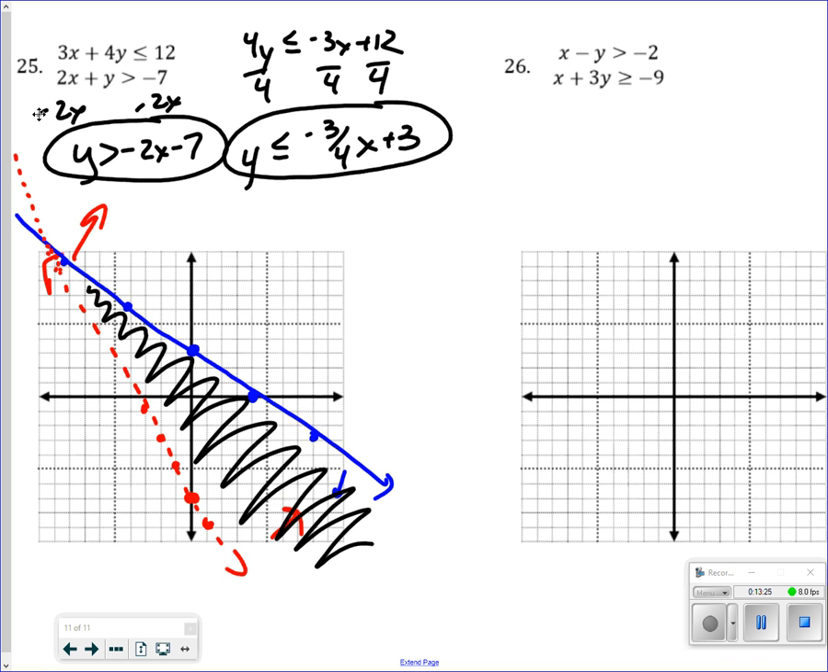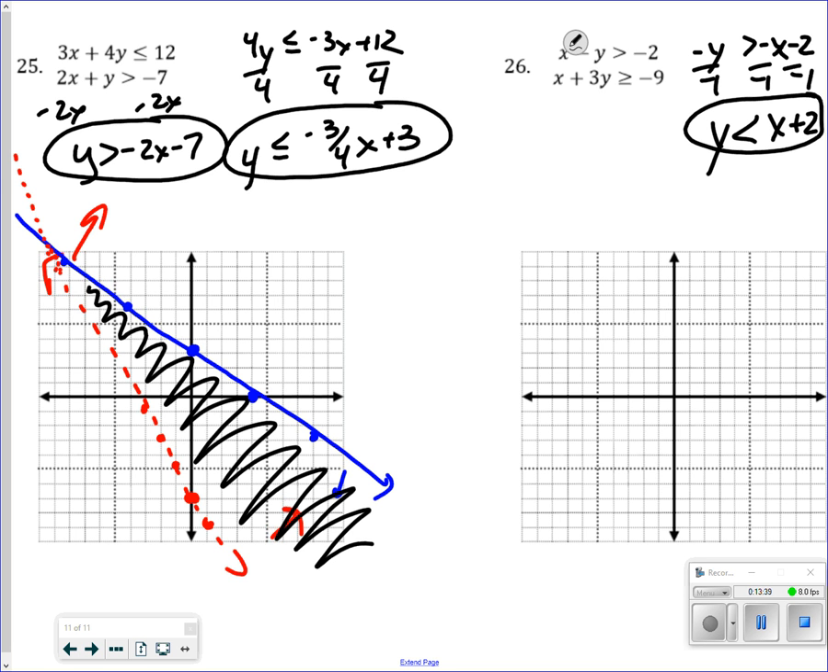Last one. The top one's a little harder than the bottom. I'm going to subtract x. Now, I'm going to divide everything by -1. We talked about this before. Anytime you're dividing by a negative, you got to switch the inequality symbol. Next one, subtract x. Divide by a +3.